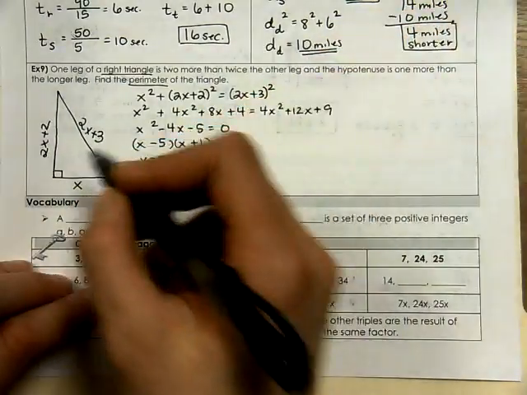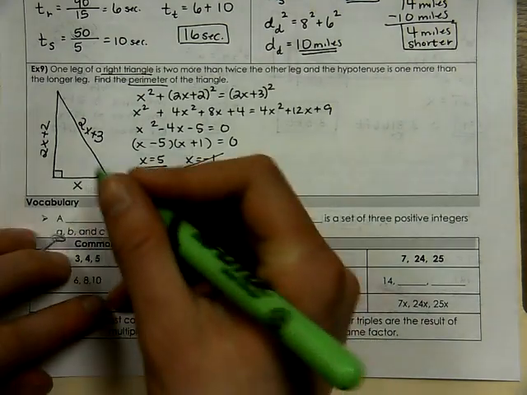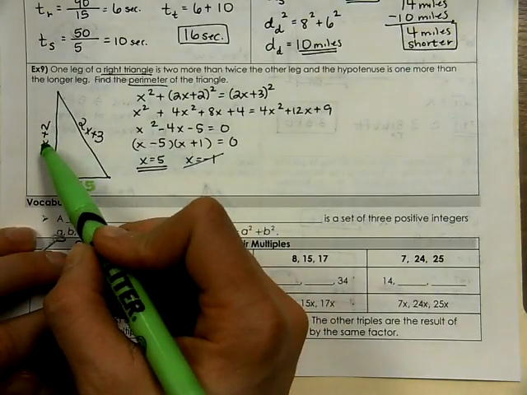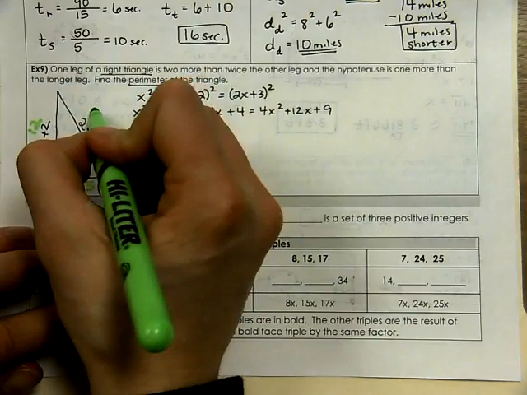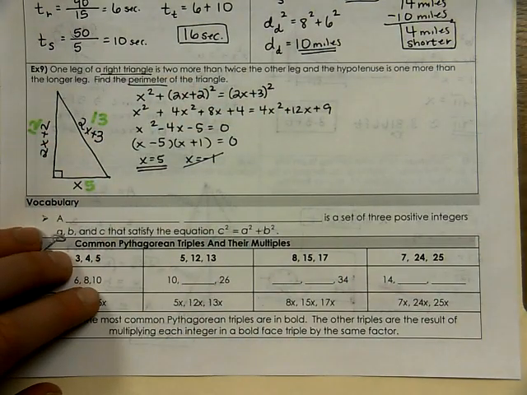So I'm going to go over here, and just in a different color to help me keep these straight. I know that that means this side is 5. That would make this side, 2 times 5 is 10, plus 2 is 12. And then this side is the one longer than that, 13. So now I know the lengths of the sides.